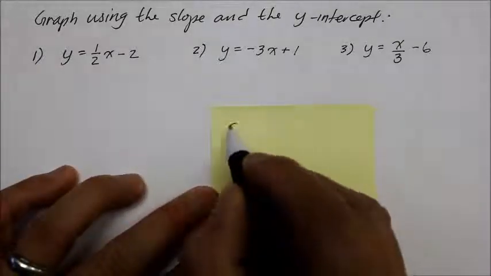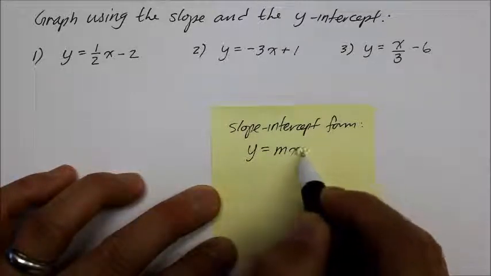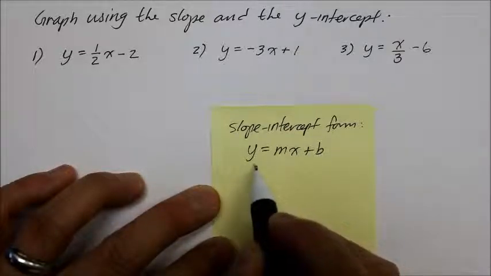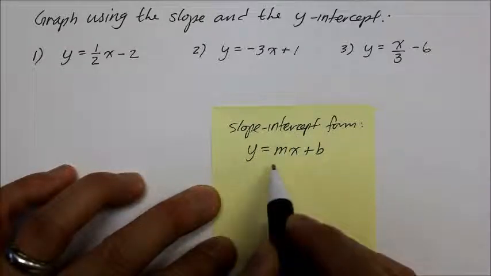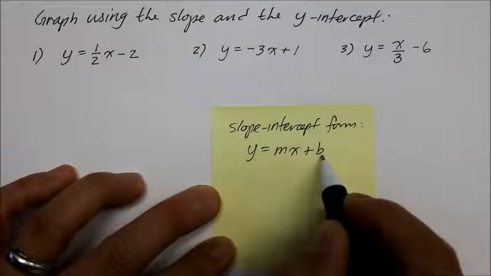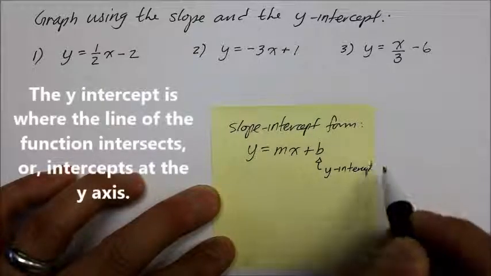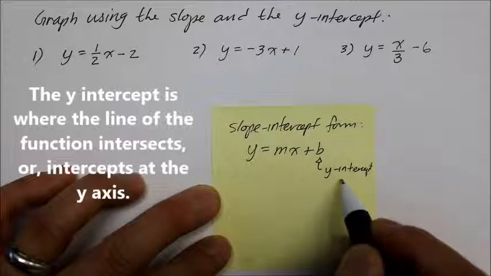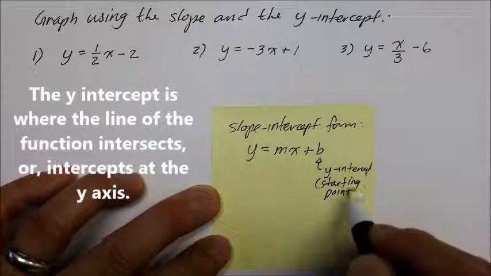A slope-intercept form looks like this: y is equal to mx plus b. In the past, we called this the function form because the y was on the left side and some expression was on the right side of the equal symbol. But now it's called slope-intercept form because the number b represents the y-intercept. In this video, I sometimes refer to the b, the y-intercept, as the starting point to graph.